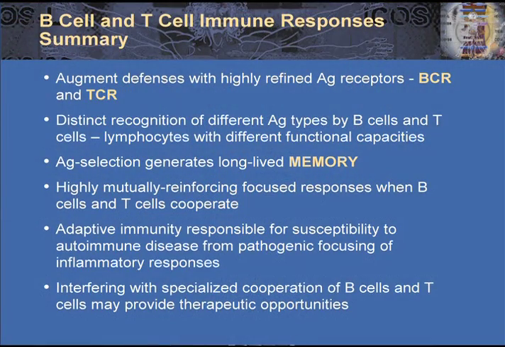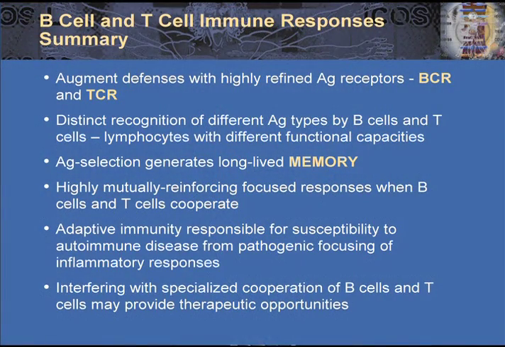So just to review what we've discussed in this chapter, the adaptive immune system augments defenses with highly refined antigen receptors, and these are BCR in B cells and TCR in T cells. These enable distinct recognition of different antigen types by B cells and T cells, lymphocytes that themselves have very different functional capabilities. Together, antigen selection generates long-lived memory. So in health and in defense from infection, that's very important. However, if you generate pathogenic memory B cells and T cells, that may be very bad and contribute to a chronic disease that's very difficult to treat.